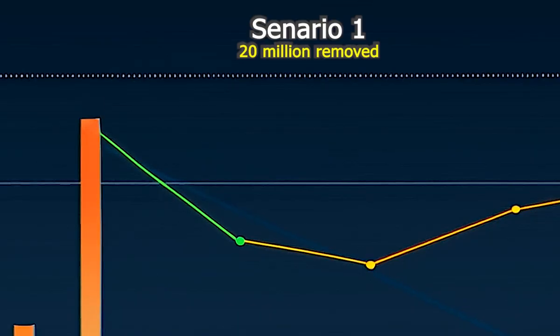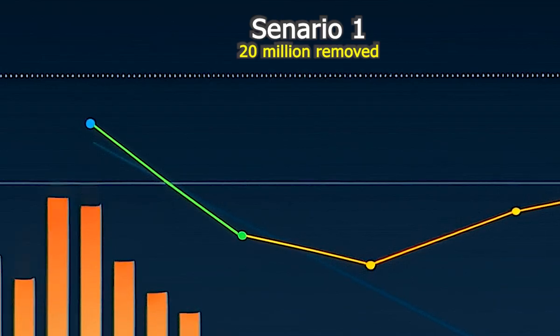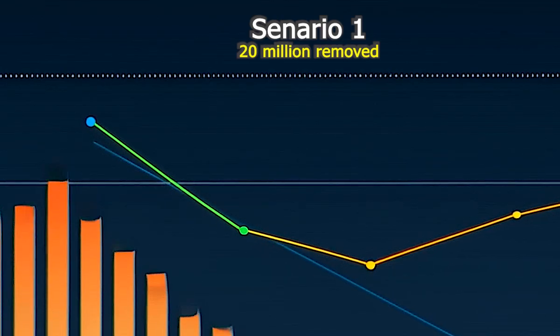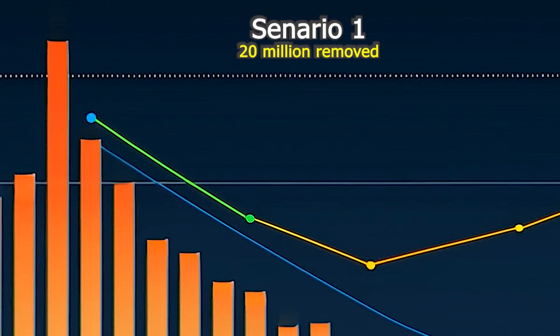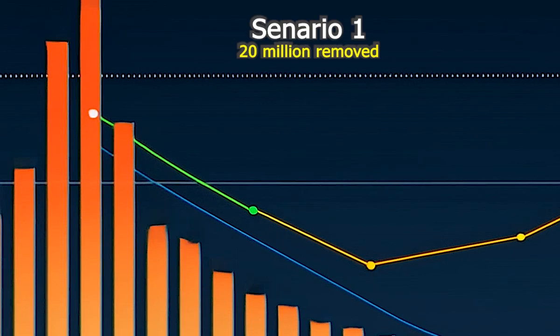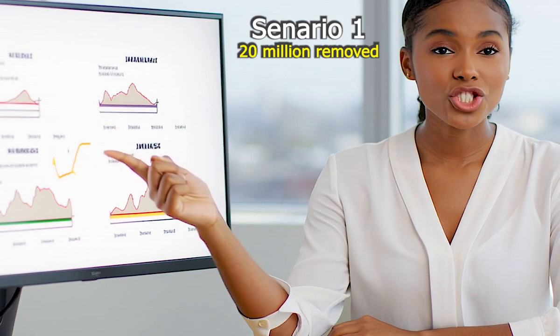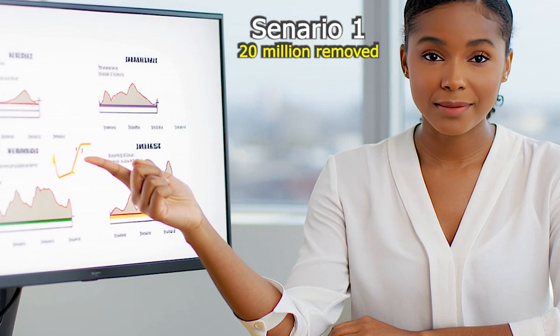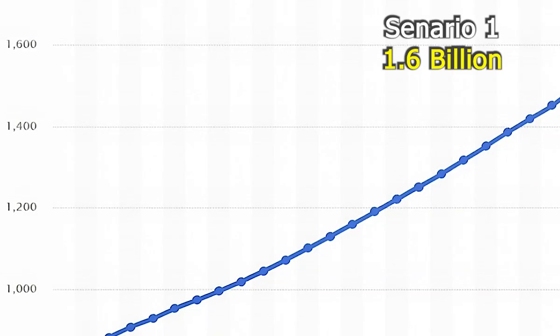Scenario 1. This is considered the most conservative and unlikely estimate because it simply adds the lowest estimated number of people removed due to slavery, which is approximately 20 million, and combines that to the total population in Black Africa today. Under this assumption, the counterfactual African population in 2025 would be approximately 1.6 billion.